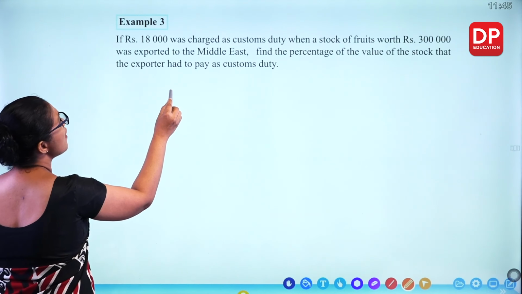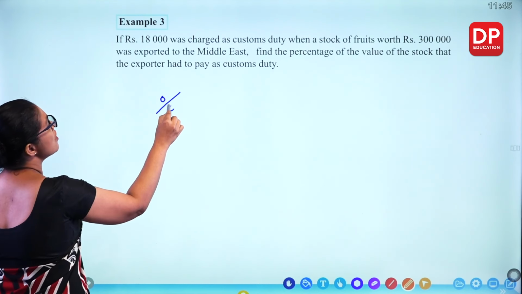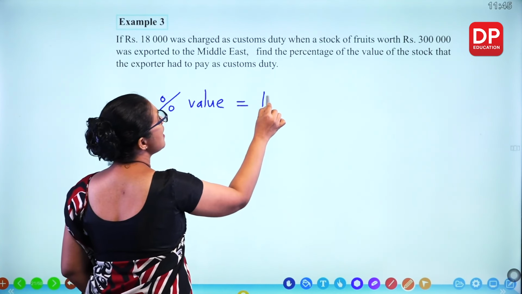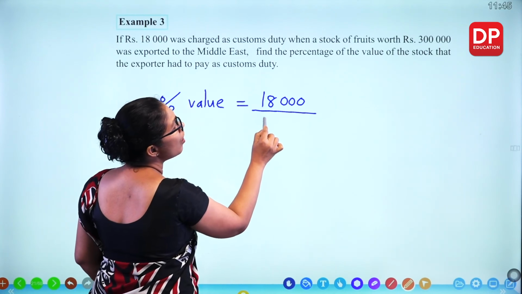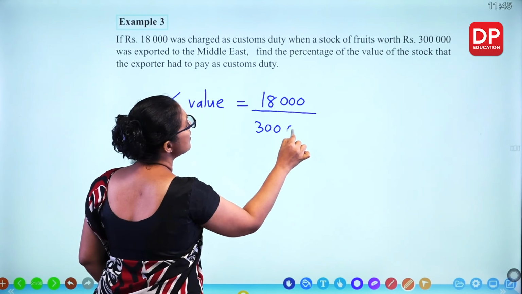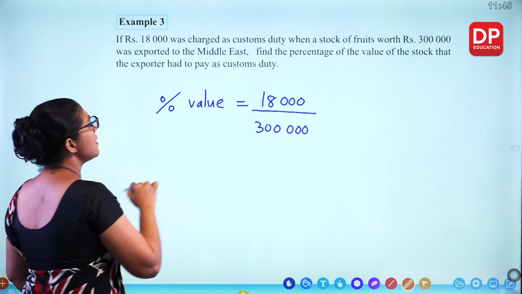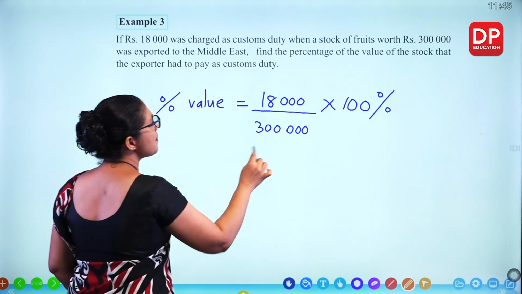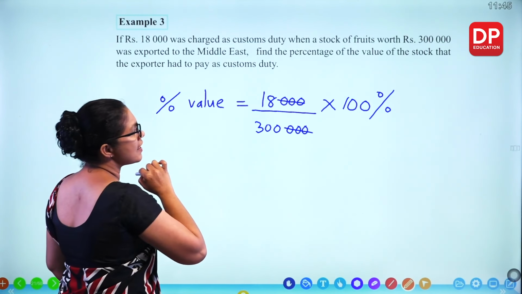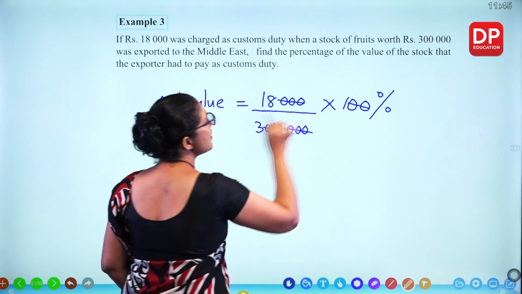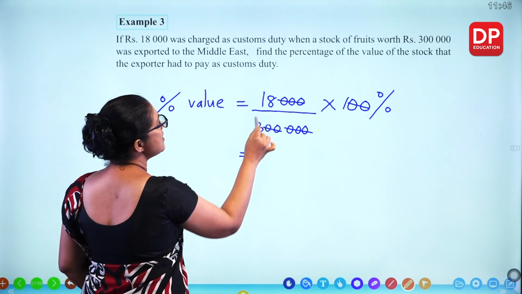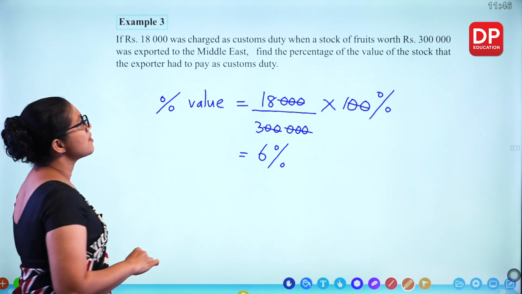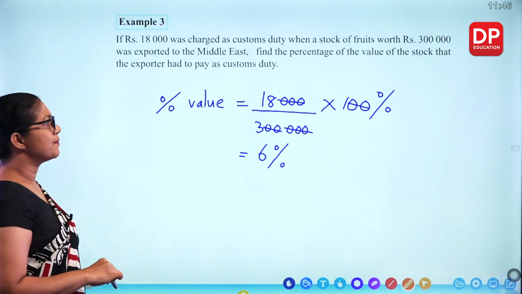So we can straight away find the percentage value. It is equal to 18,000 over 300,000, and then convert to a percentage. You multiply by 100%. 3 zeros get cancelled out, and these 2 zeros with this 2, and you get 18 divided by 3, 6%. 6% customs duty has to be paid.